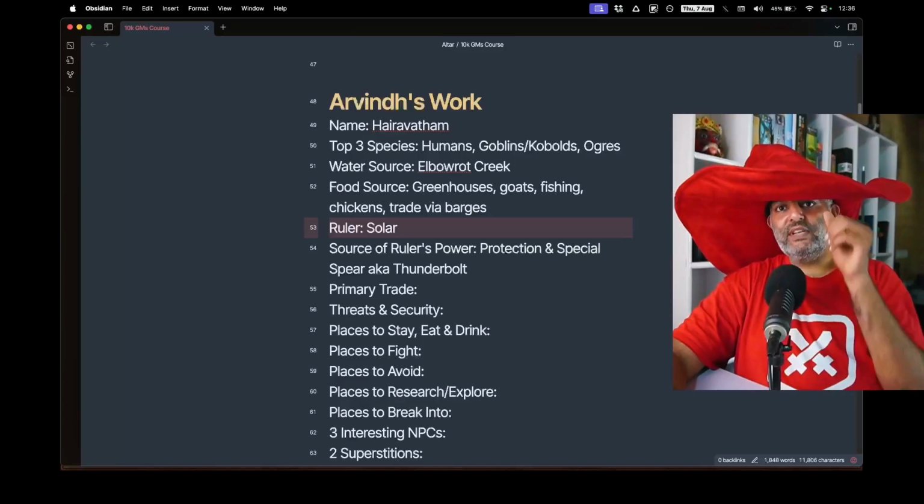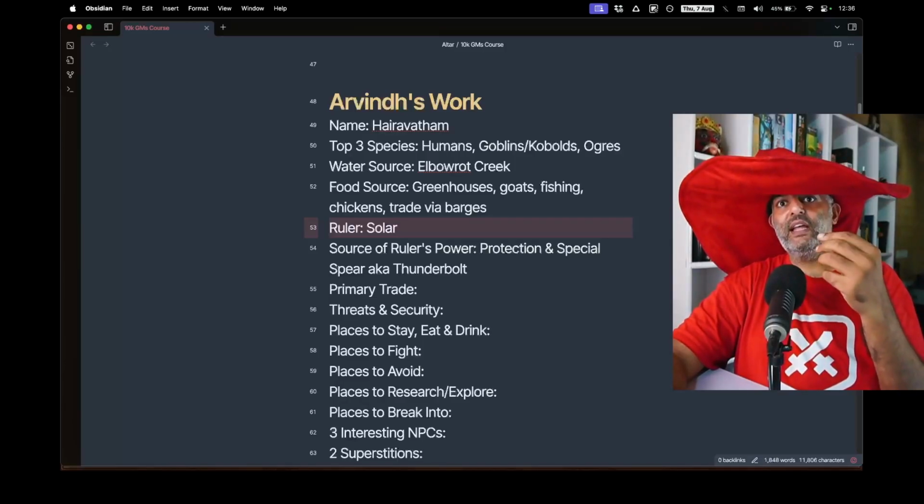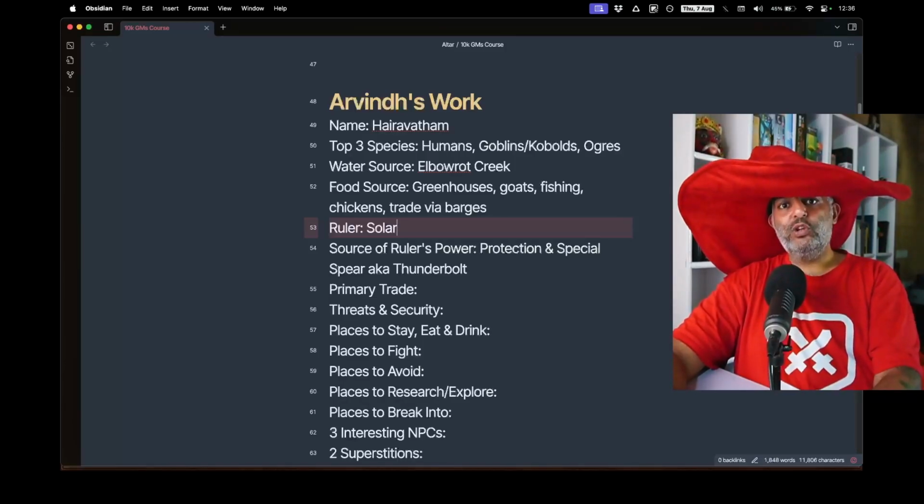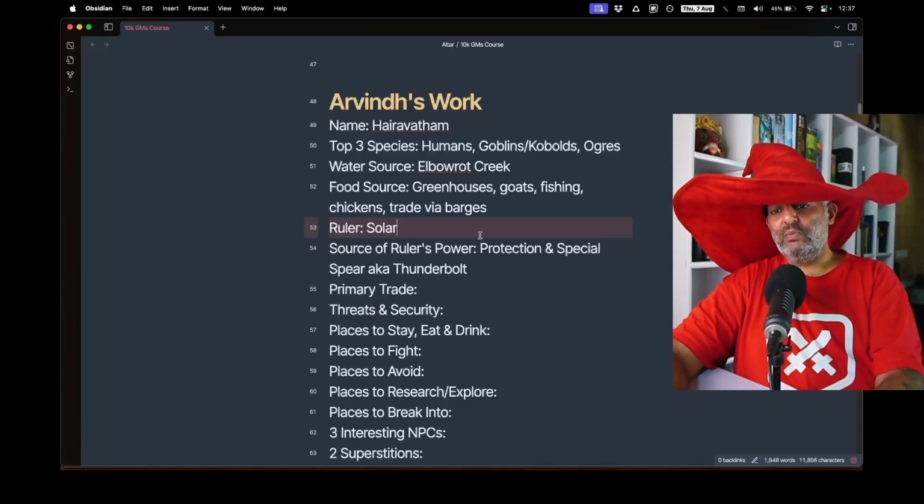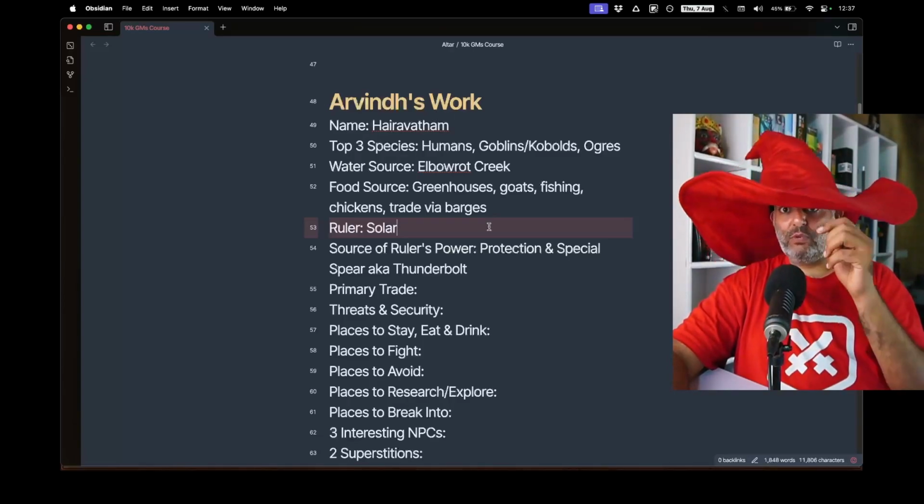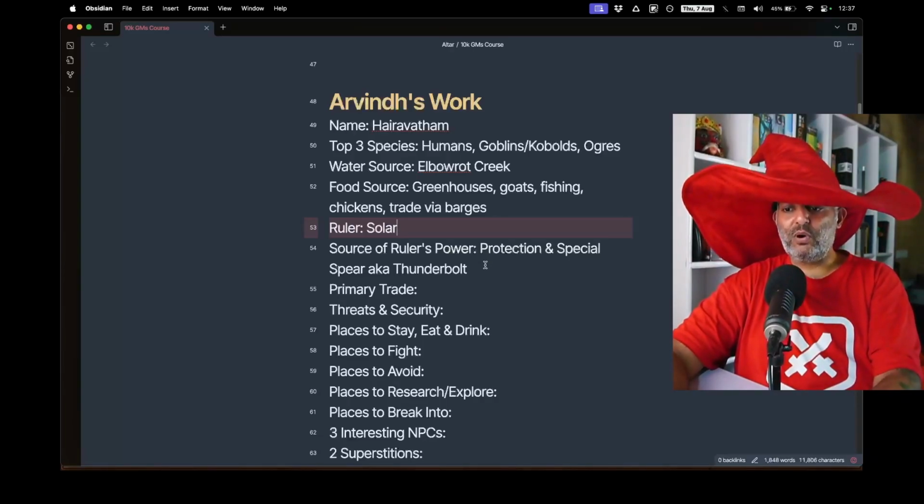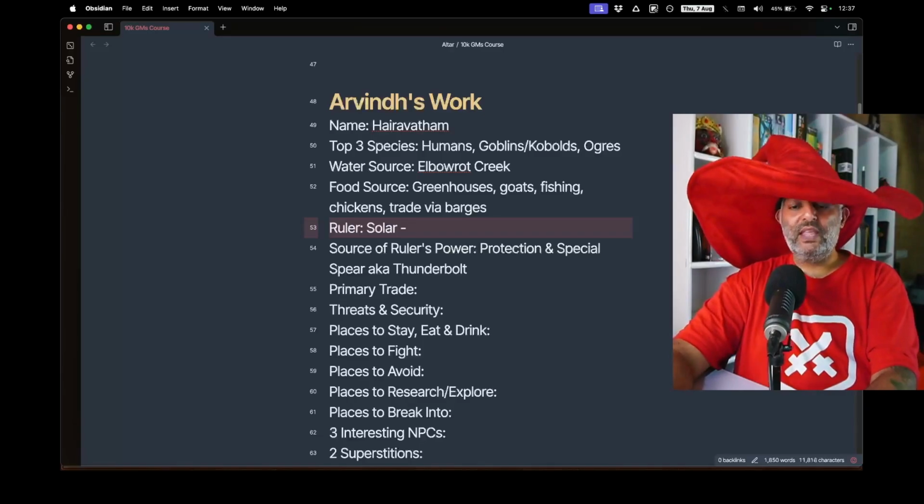As you can see, every time we add some sort of a nugget, some sort of a facet to our settlement, to Hairavatam in this case, that gives us one more parameter that we can tweak, one more hook that we can use. All right, so we got a solar, we need a name.